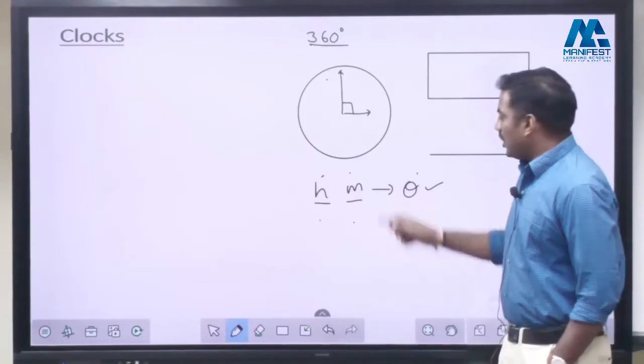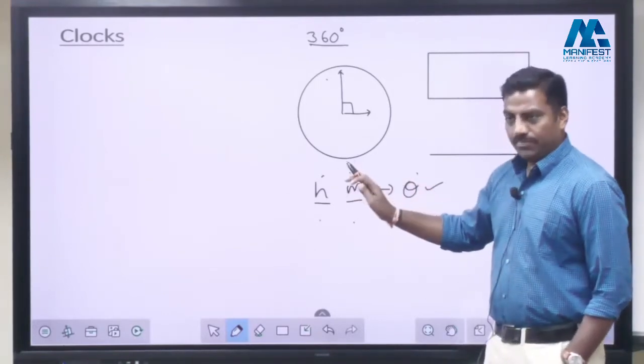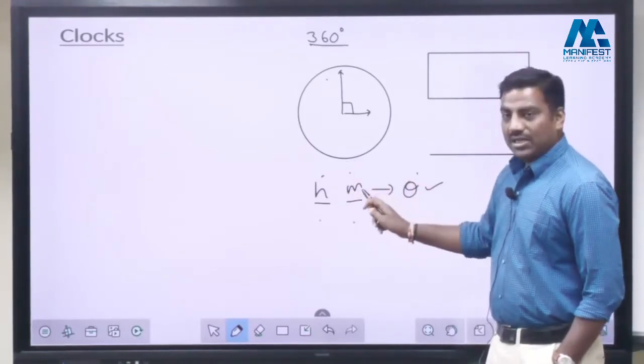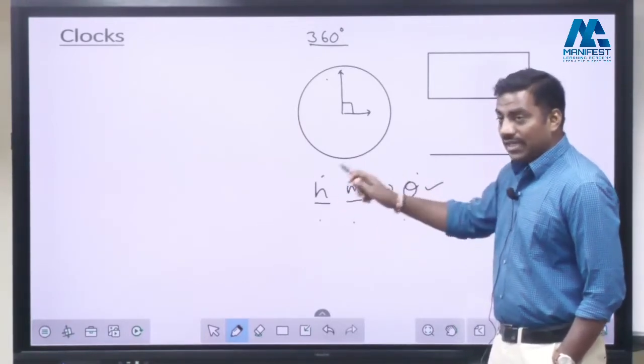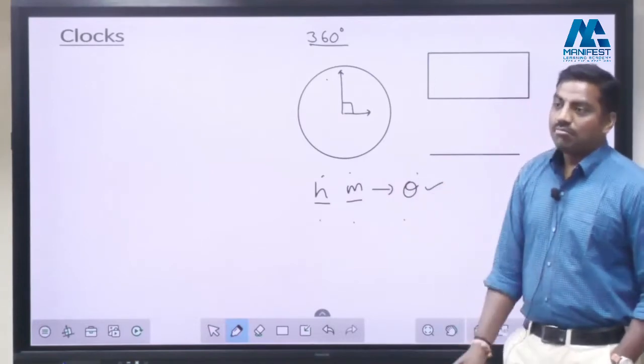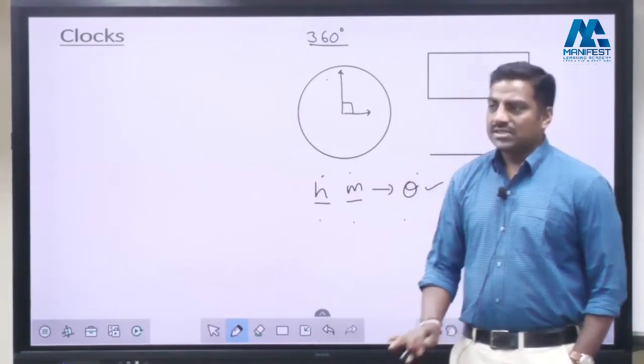Usually they don't give minute and theta and ask you to find the hour. They don't. Hour and minute they will give, and ask you to find theta. Or they will give hour and theta and ask you the minute. Okay, so this is it.